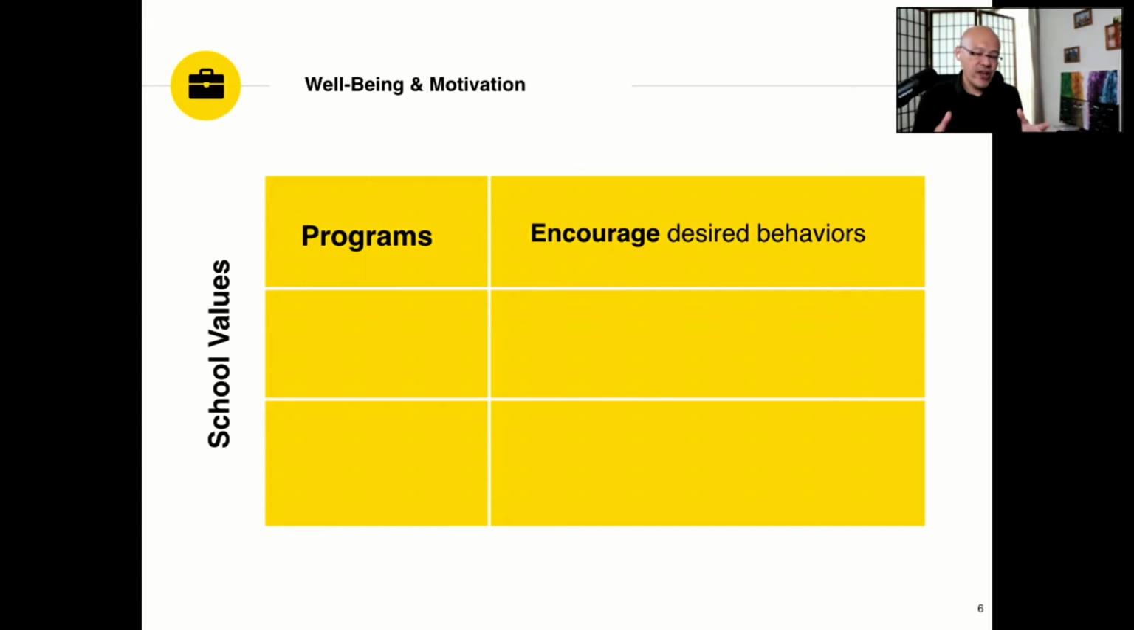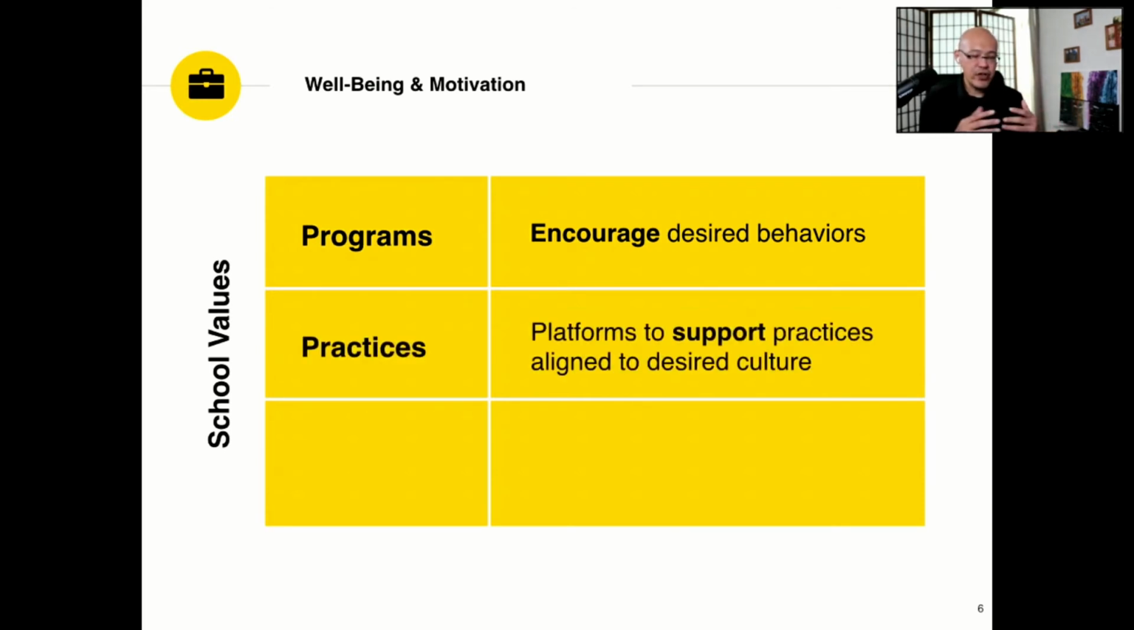Now, at a certain point in time, these programs are going to become a mainstay. In other words, even without these programs in place, you are still going to see this set of behaviors becoming commonplace. When you see that, you are able to say that it has become common practice. With common practice, you want to put in place platforms and structures to support these practices. Once you have all these structures and platforms in place, you will come to a point whereby you expect people to be demonstrating this set of behaviors.